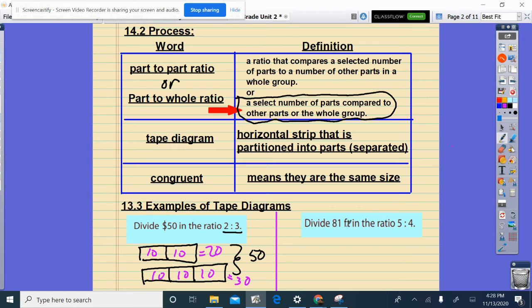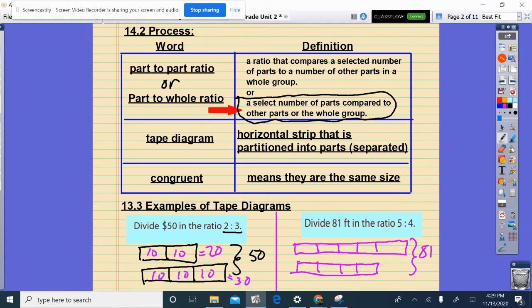Now let's do this other one. Divide 81 feet into a ratio of 5-to-4. Say we have a rope, and we're working on a construction site, and it's a 5-to-4 ratio. So I have 81 feet. So what's it going to look like? Well, here again, I make a tape diagram. There's 5 and 4. And altogether it's 81 feet.